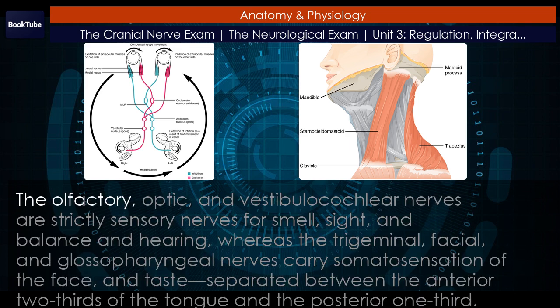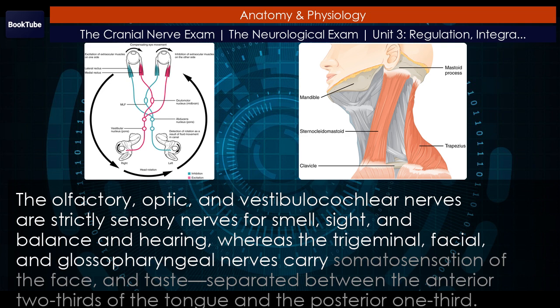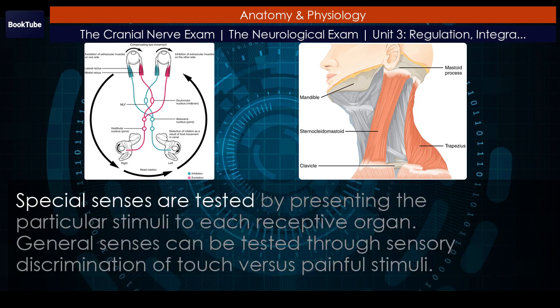The olfactory, optic, and vestibulocochlear nerves are strictly sensory nerves for smell, sight, and balance and hearing, whereas the trigeminal, facial, and glossopharyngeal nerves carry somatosensation of the face and taste, separated between the anterior 2/3 of the tongue and the posterior 1/3. Special senses are tested by presenting the particular stimuli to each receptive organ. General senses can be tested through sensory discrimination of touch versus painful stimuli.